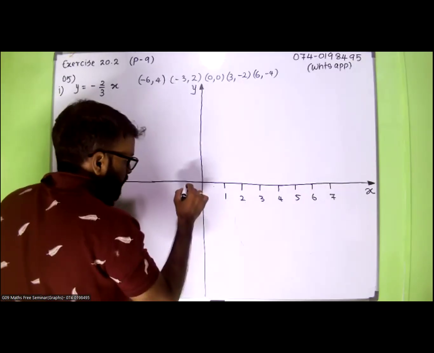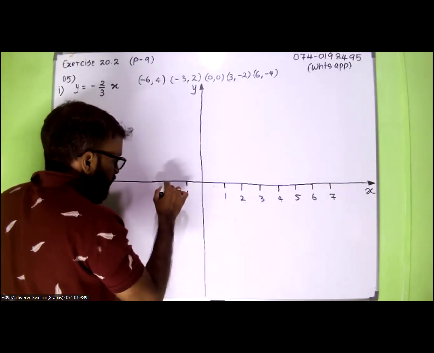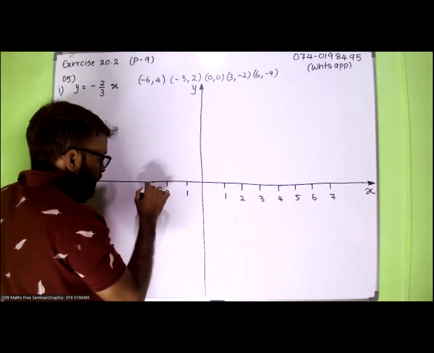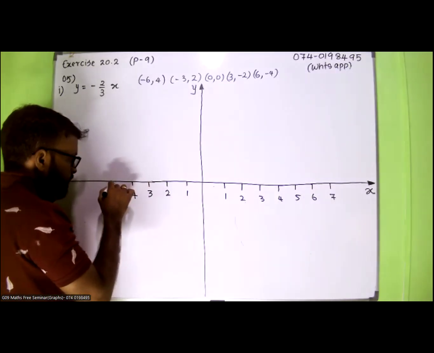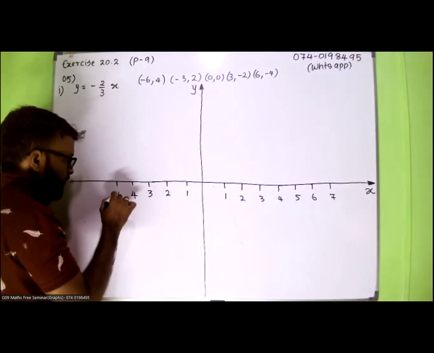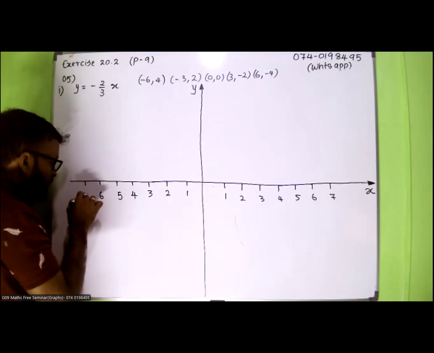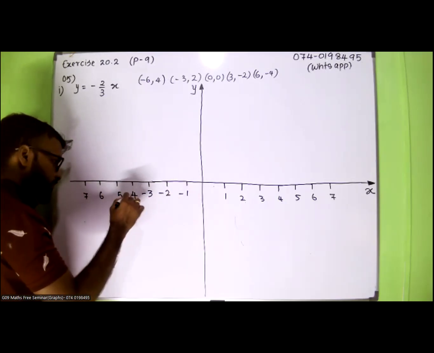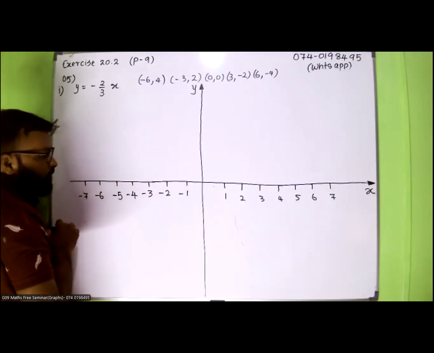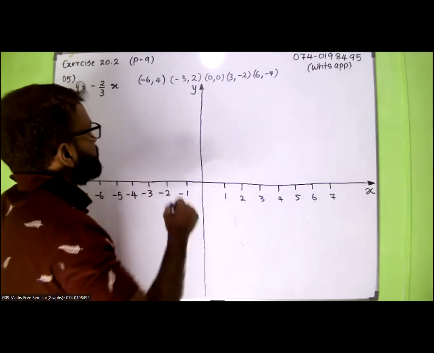These are positives. Then in this direction, 1, 2, 3, 4, 5, 6, 7, and these are minus. Now the y-axis.